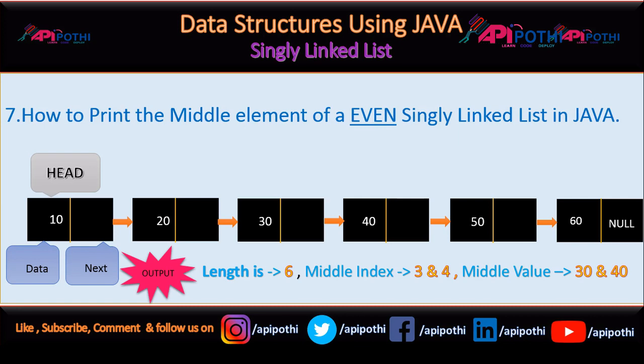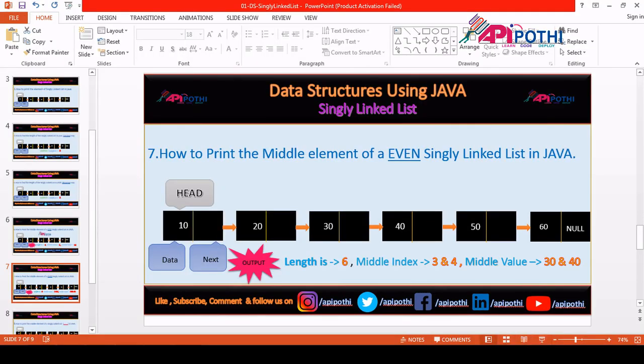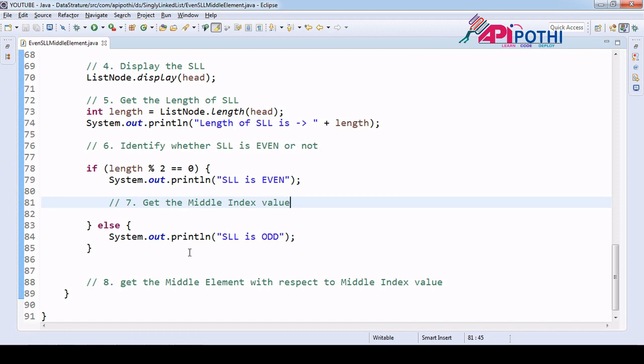and among these we have a total of 2 middle elements. First one is the 3rd index and second one is the 4th index, and at the 3rd index we have value 30, whereas at the 4th index we have value 40, right? So for even, now our next challenge is to find the 2 middle indexes.